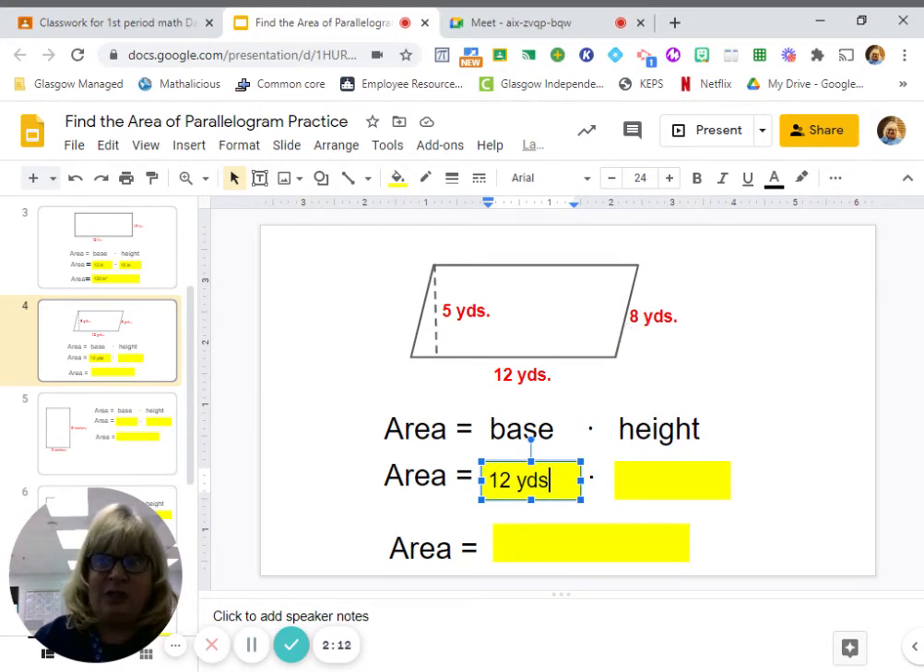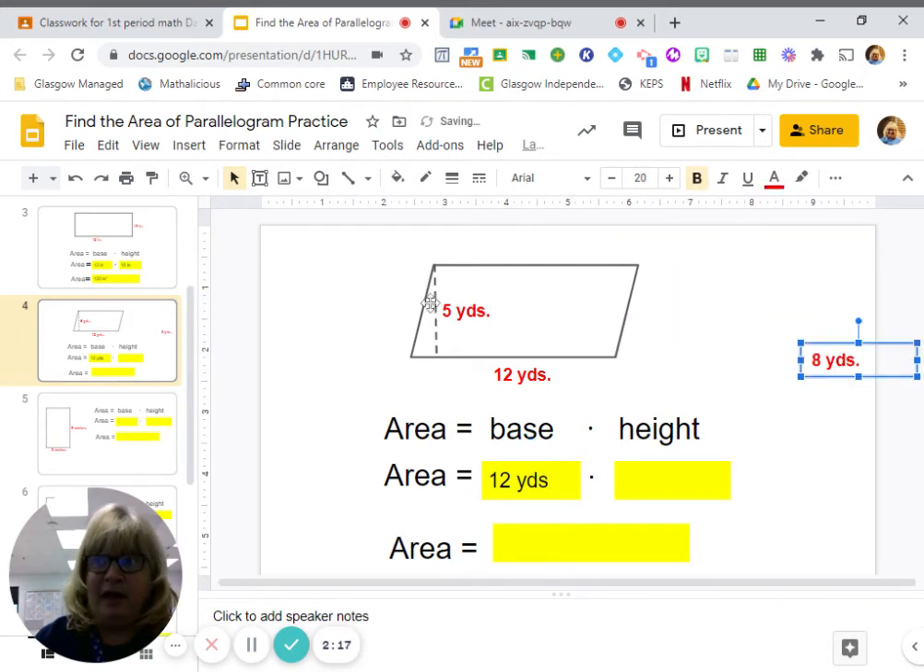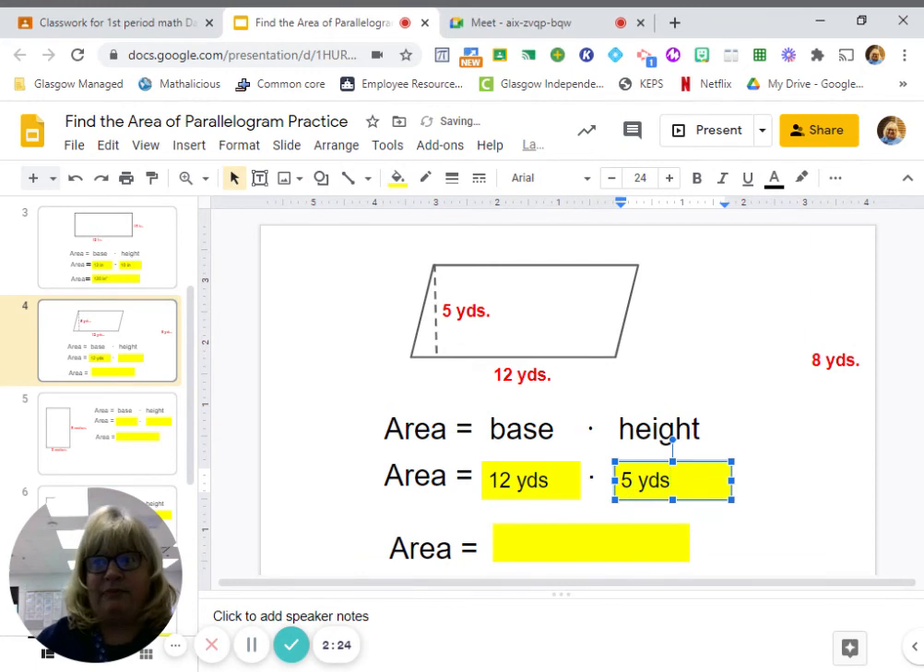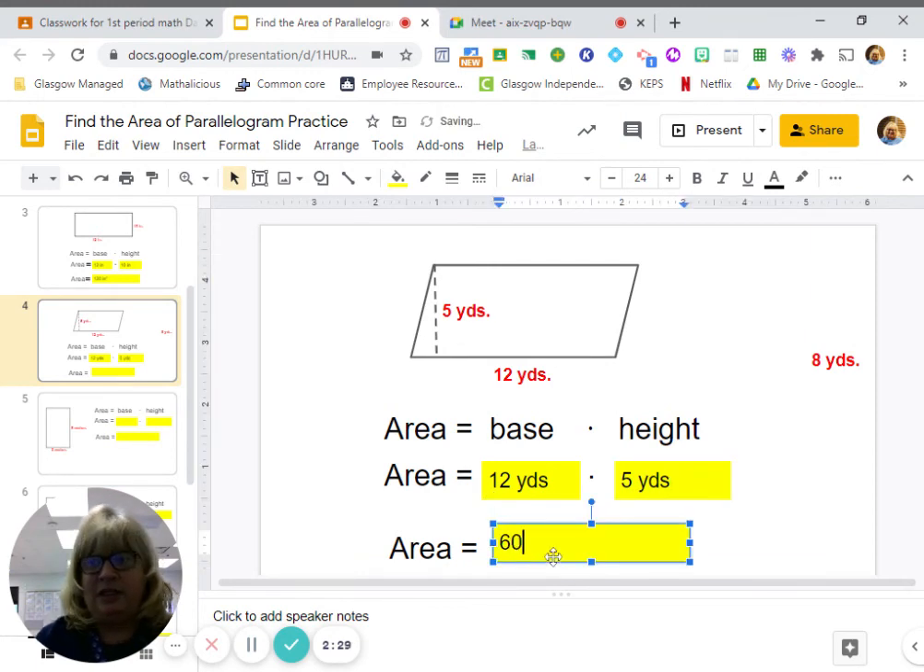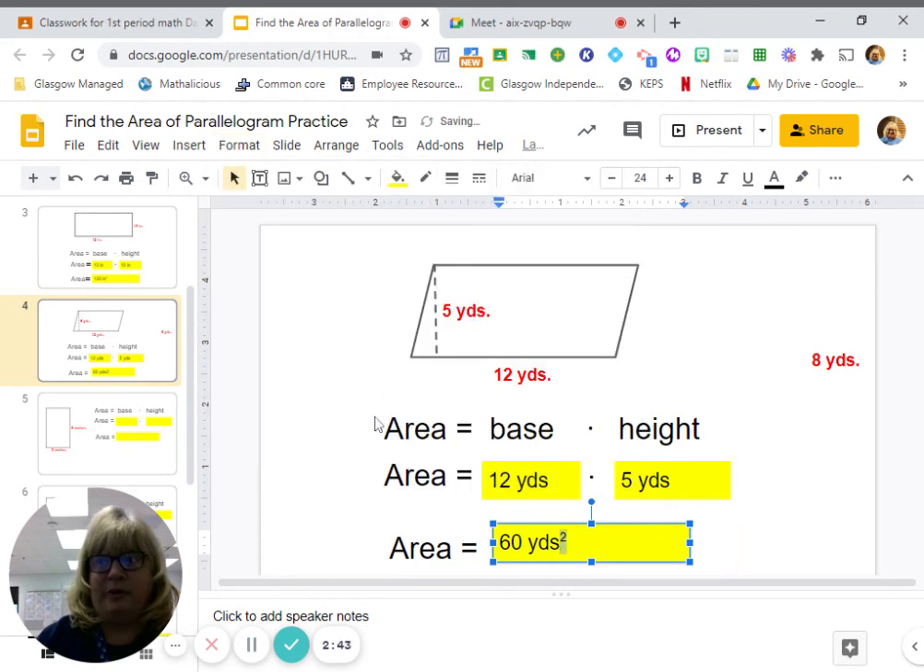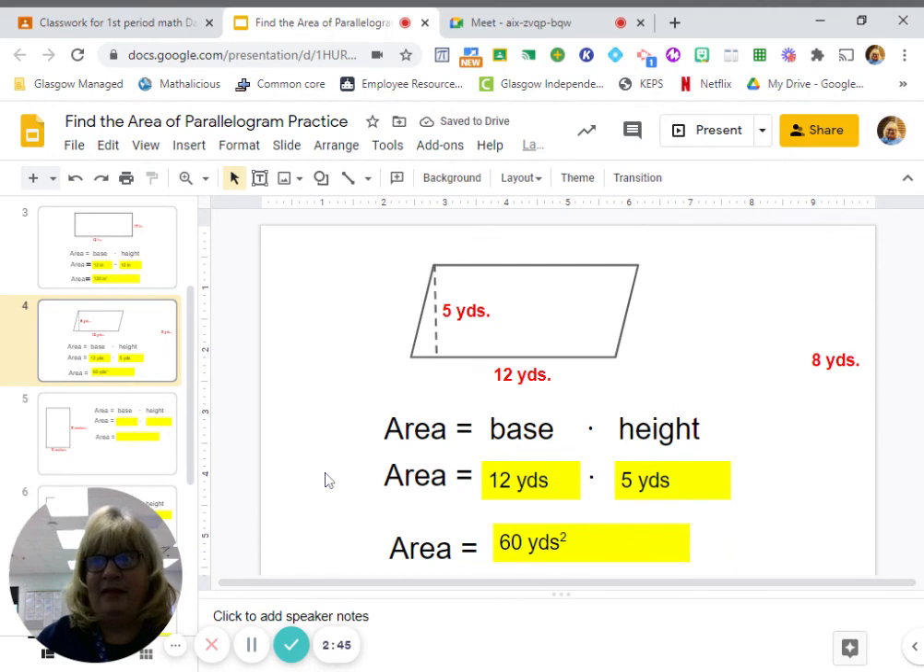This 8 is just too much information. You don't need that at all. The 5 is my straight up and down, so it is my height. So 5 yards. Then I do 12 times 5, which is 60. And then yards times yards is yards squared. And then remember, you highlight the 2, hit format, text, and superscript. And that's all you have to do.